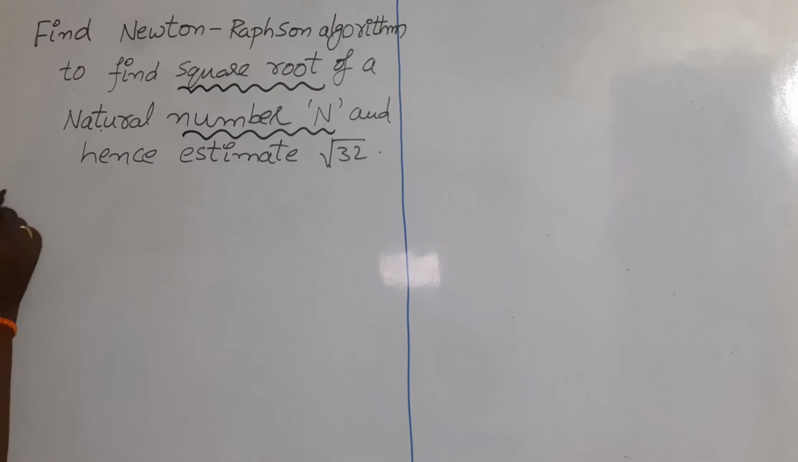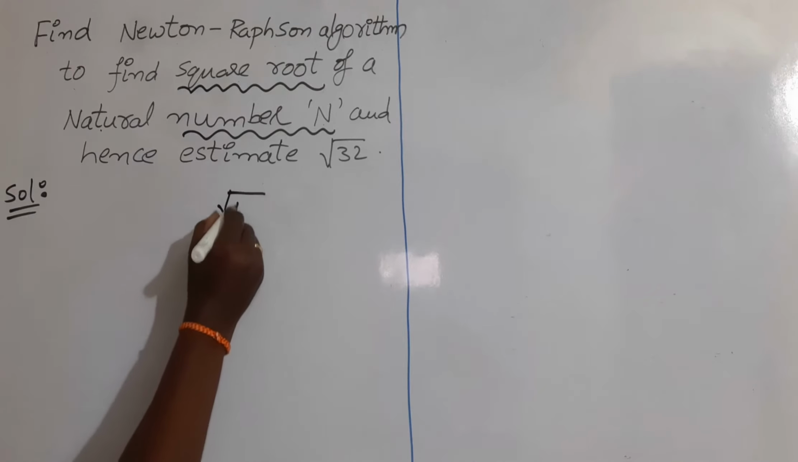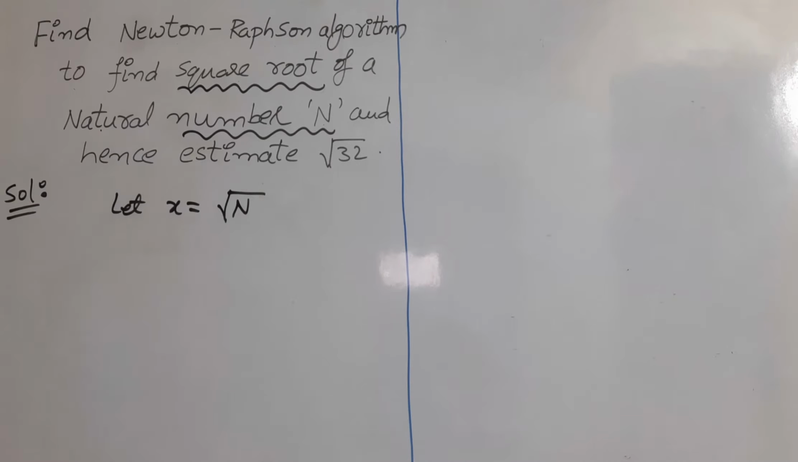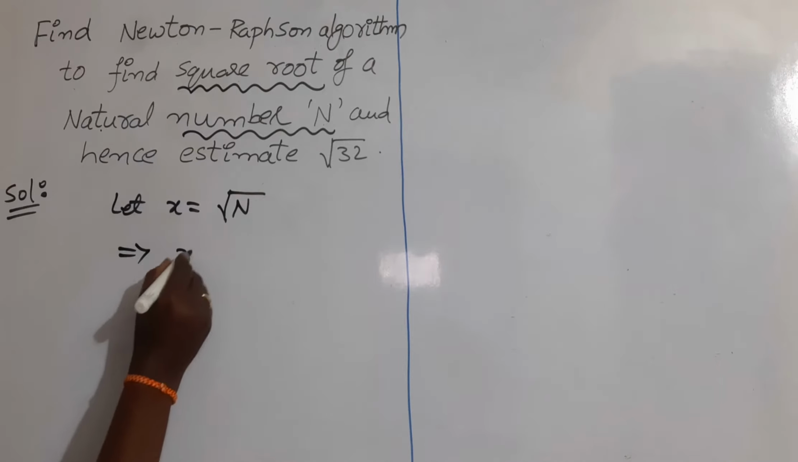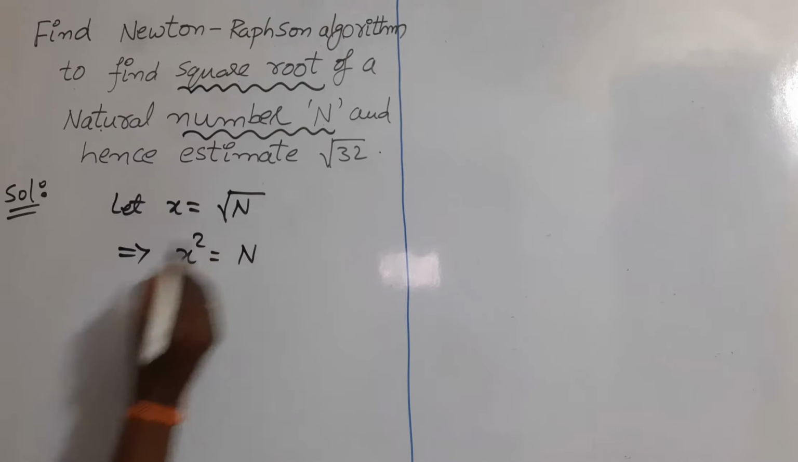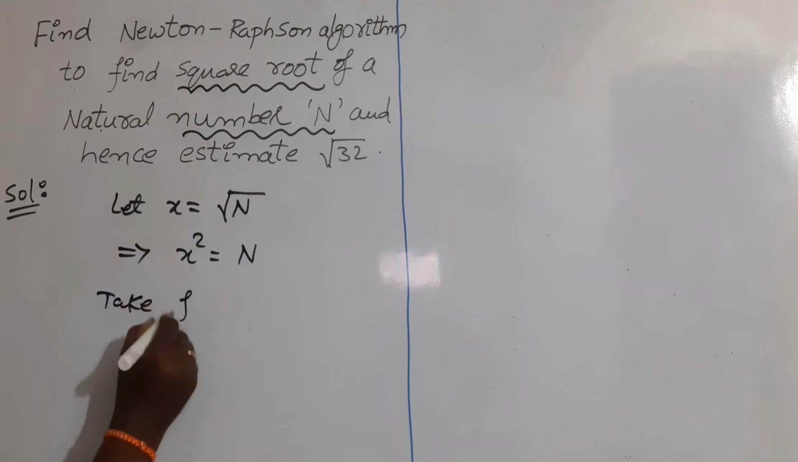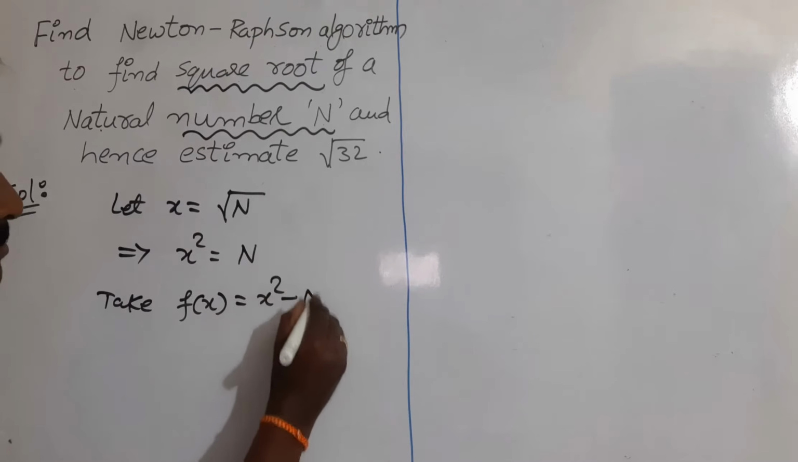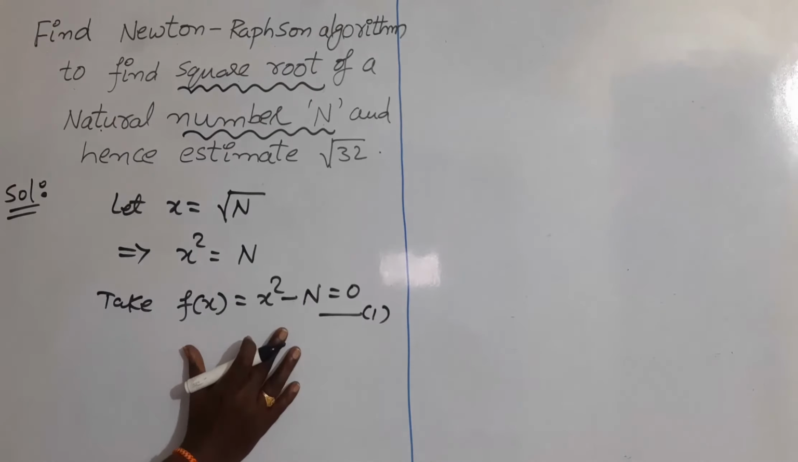See the procedure. So we are going to find root over capital N. So you should take x is equal to root over N. By squaring on both sides you will get x square is equal to capital N. So take f of x is equal to x square minus N is equal to 0. This is an algebraic equation.